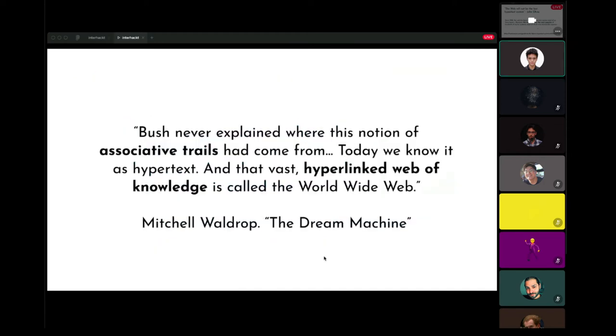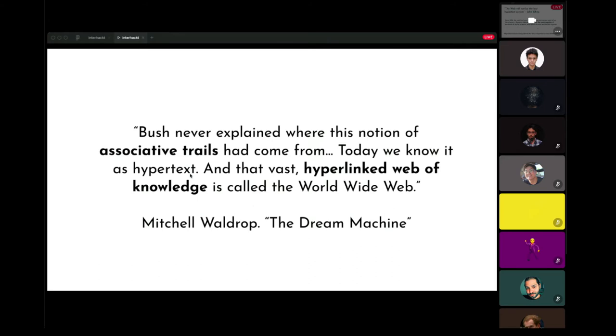So going back to Vannevar Bush's Memex, in this book, The Dream Machine, which is mostly about Licklider, but in general, the revolution that led to the creation of the internet, this quote says, "Bush never explained where this notion of associative trails had come from.